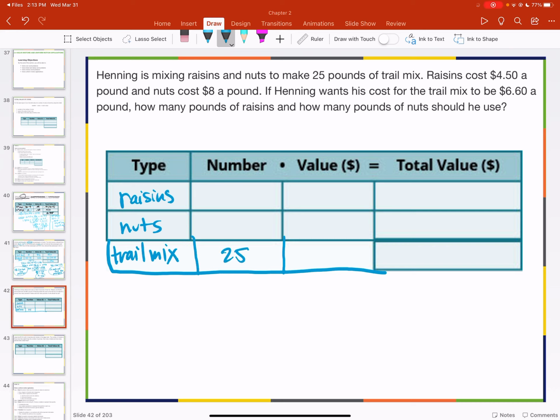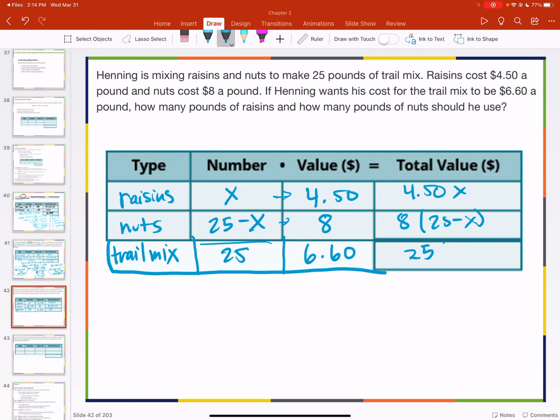So raisins cost $4.50 a pound, and nuts cost $8 a pound. If Henning wants his cost to be $6.60 a pound, how many pounds of raisins and how many pounds of nuts should he use? So if we let raisins be X, by the same logic as before, since they're together, it's going to be 25 minus X for nuts, okay? And then total value, multiply across. 4.50X, 8 times the quantity 25 minus X. And then here would be 25 pounds times 6.60. So that would be the total value here.